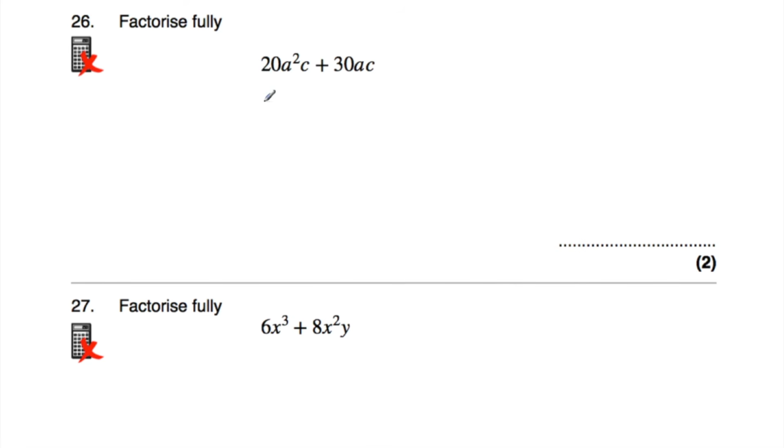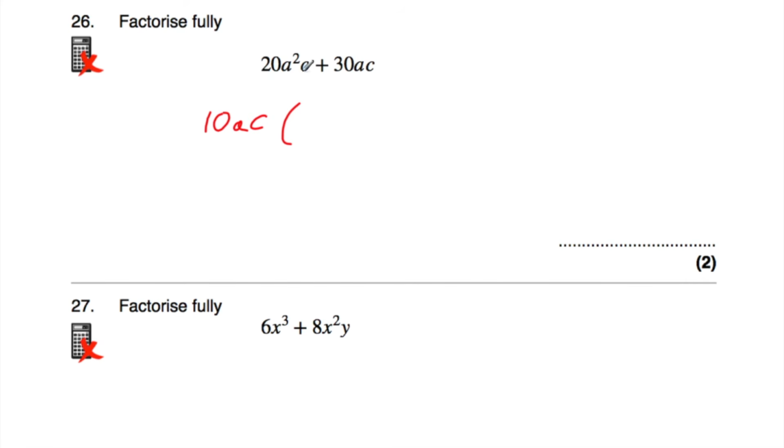So in terms of this question, we can see first of all that 20 and 30 are both divisible by 10. So let's take 10 out. And then we've got a squared c and ac. So I can see we can divide both of these terms by a because we've got a squared and a. So we can take an a out. And then we've got c and c. So we can actually take a c out as well. So let's take 10ac out as our common factor. Then open up our brackets and divide both of the terms by 10ac and see what's left.